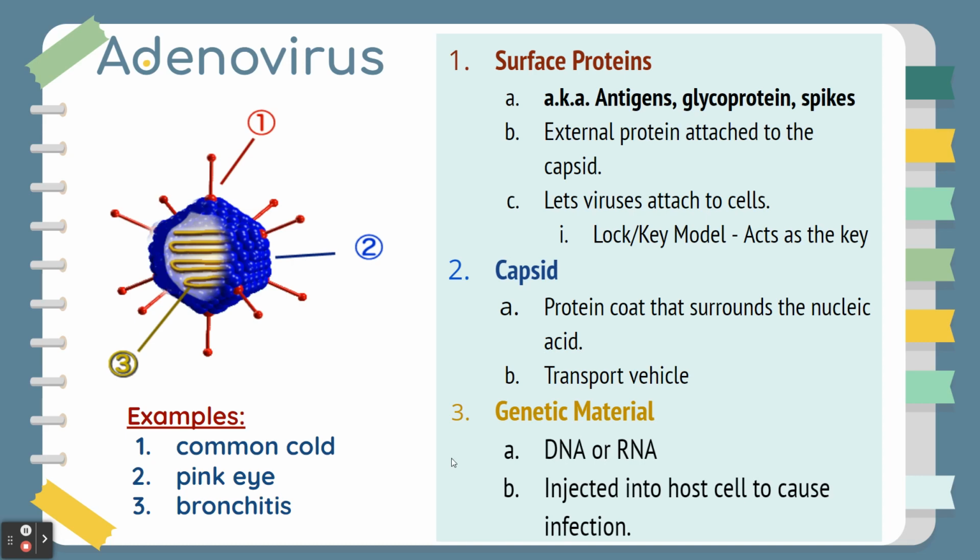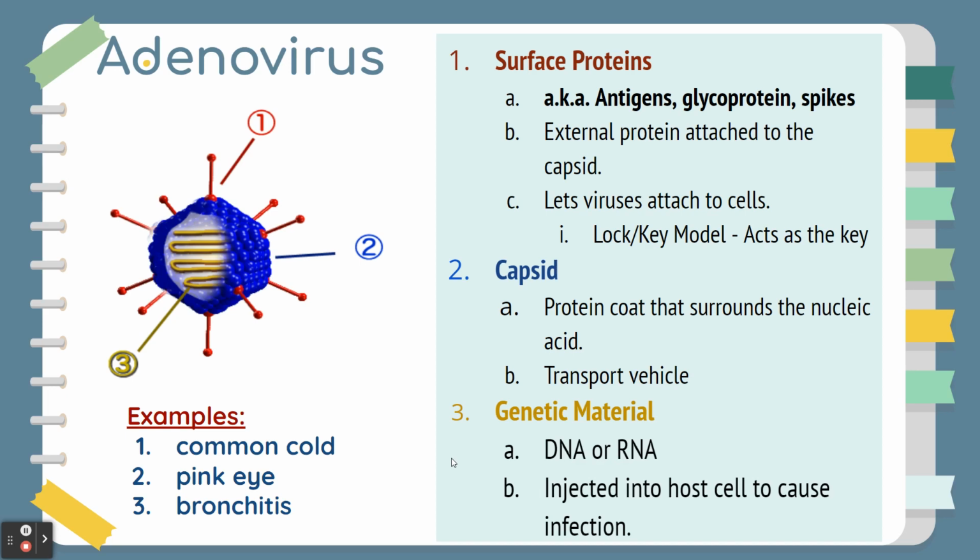Please be familiar with the structure of adenovirus. This is the basic viral structure most people think of when they think of viruses. The first component you need to know is going to be the surface protein. Surface proteins go by several names, so if you hear the words antigen, glycoprotein, spikes, or surface protein, we're referring to the same structure. These external proteins are connected to the capsid, and they're important because they allow the virus to attach to the host cell in order to infect it.